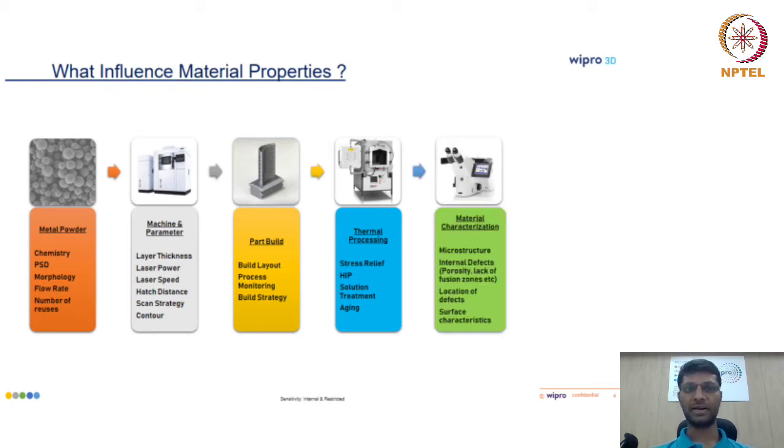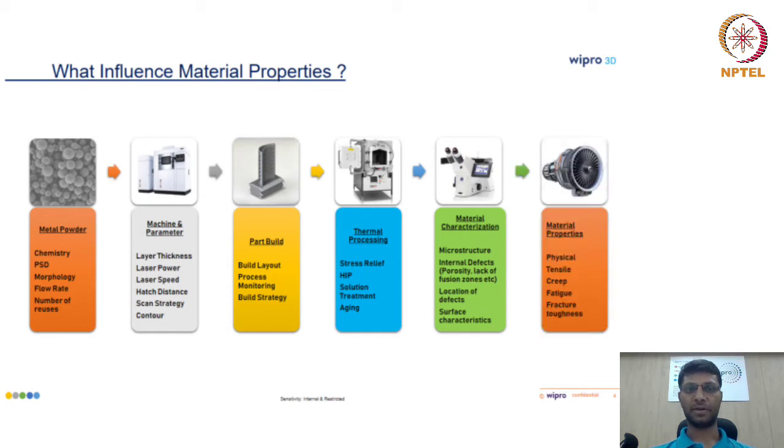Then material characterization, microstructure study. Internal defects, and the size and location of those internal defects, can affect surface characteristics, which can affect your fatigue properties. Next is the material property.